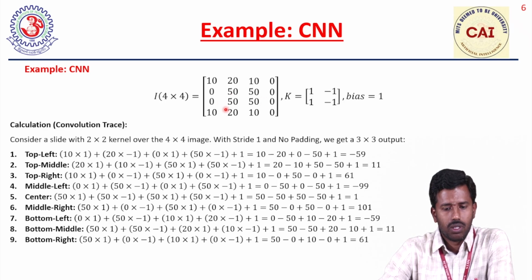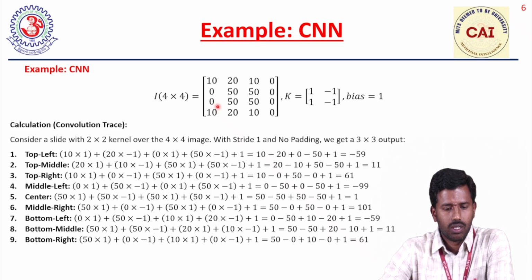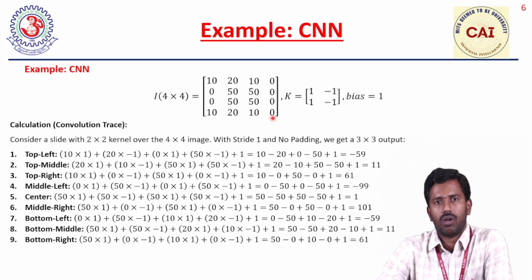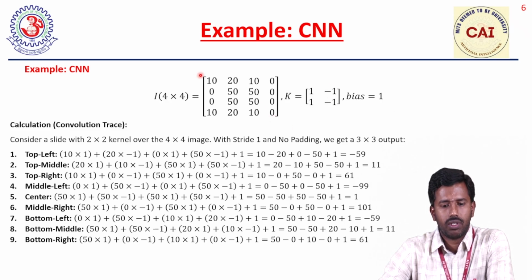Now it comes to the bottom, which also has three things: left, middle, and right. The bottom left contains pixel values 0, 50, 10, 20; bottom middle 50, 50, 20, 10; and bottom right 50, 0, 10, 0. There you are applying the convolution operation with respect to the kernel weights along with bias, by applying the multiplication followed by the addition.